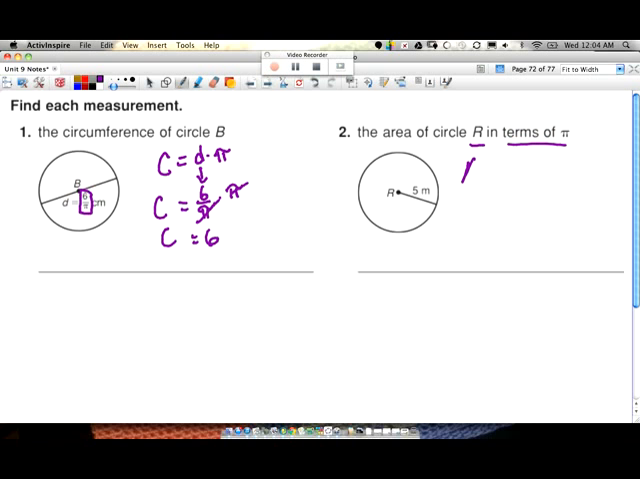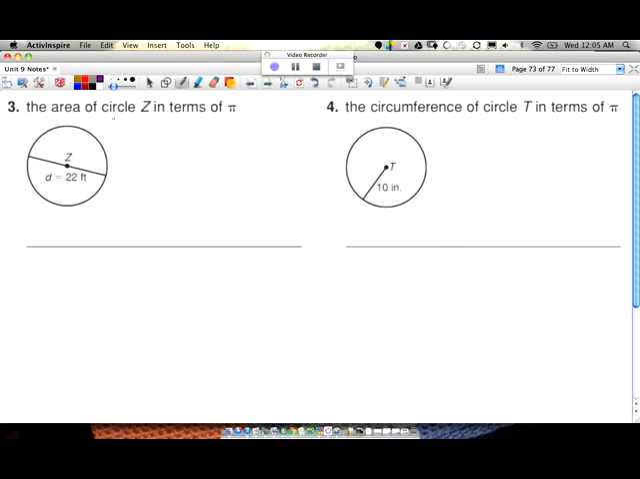Alright, let's find the area of the circle R in terms of pi. Remember that area equals pi times the radius squared. Well, if the radius is 5, that's going to be pi times 5 squared, which is 25 pi. So that's my area. And that's it. It's that easy. Sometimes these are pretty straightforward. Let's see if we have some that are going a little bit backwards.